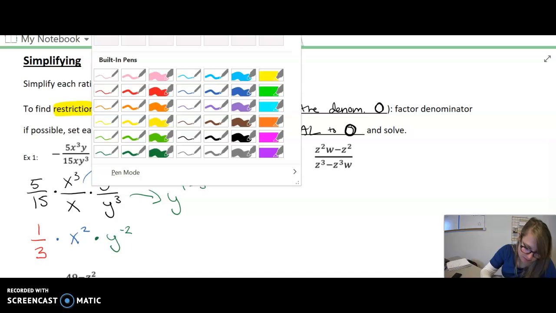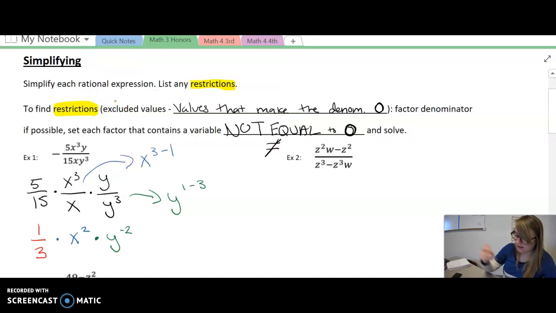My last step would be to rewrite my fraction, if it's still a fraction. So we have 3 in the denominator, and then x squared on top because it doesn't have a denominator. And then we have y to the negative second. If you remember, a negative exponent just means it's going to go into the denominator with its exponent. So we have y to the second on the bottom. That would be my fraction.